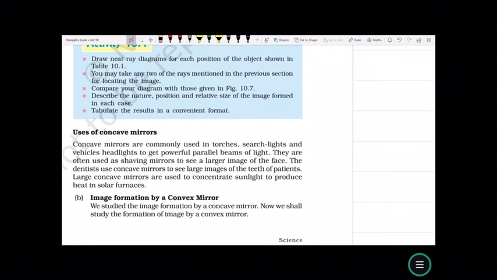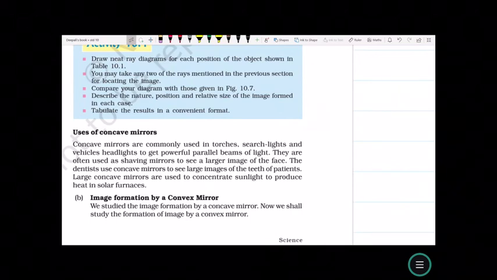Now we need to know the uses of concave mirrors. Concave mirrors are commonly used in torches, searchlights, and vehicle headlights to get a powerful reflecting beam of light. They are often used as a shaving mirror to see a larger image of the face. The dentist uses a concave mirror to see a large image of the teeth of patients. Large concave mirrors are used to concentrate sunlight to produce heat in solar furnaces.